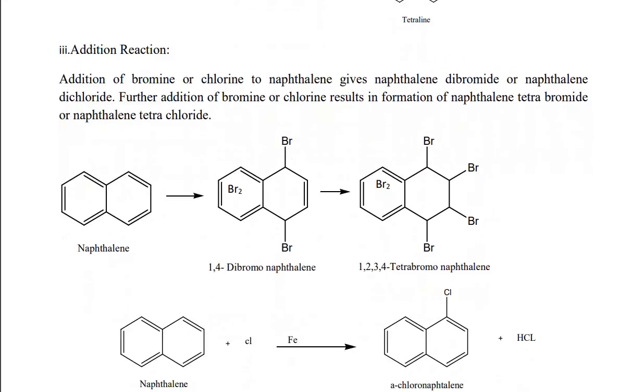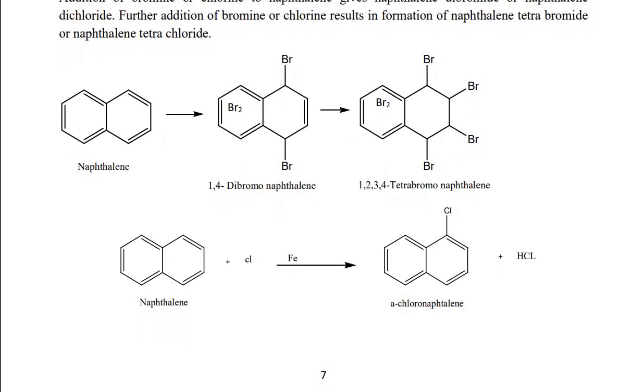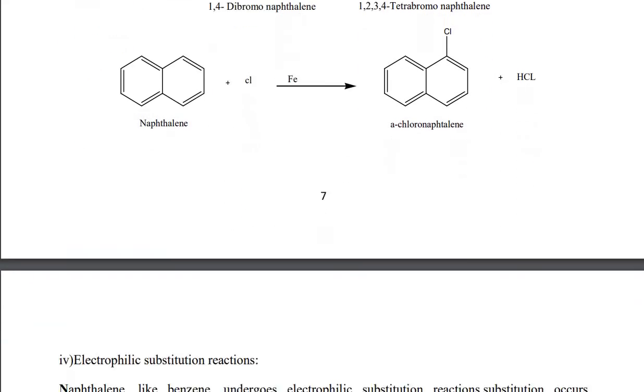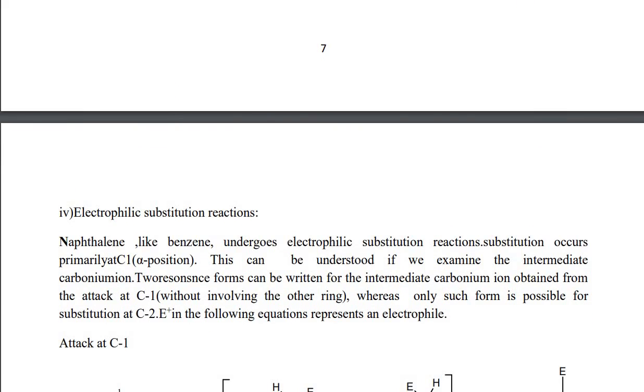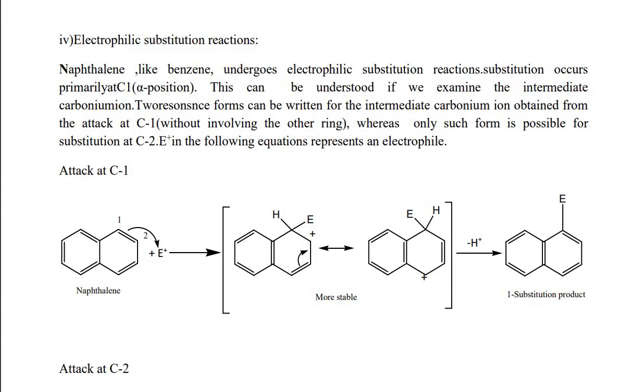Now addition reaction. The addition of bromine or chlorine to naphthalene gives naphthalene dibromide or naphthalene dichloride. Further addition of bromine or chlorine results in the formation of naphthalene tetrabromide, naphthalene tetrachloride. Look at here: naphthalene, 1,4-dibromonaphthalene, 1,2,3,4-tetrabromonaphthalene. And again, chlorination: naphthalene undergoes chlorination, it gives alpha chloronaphthalene. So that is very important. Here is some symbolic mistake, so you can take care about this.